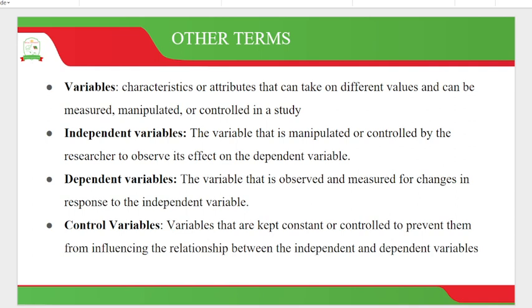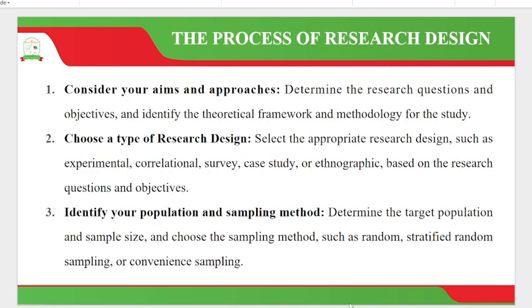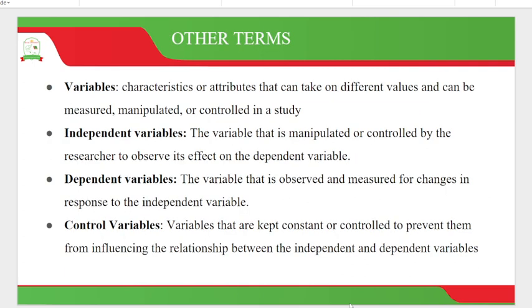Good. Another one would be a control variable. However, this one is not a type as such, but it was an essential term that I had to add on. Control variables are those variables that are kept constant and controlled to prevent them from influencing the relationship between the dependent and the independent.